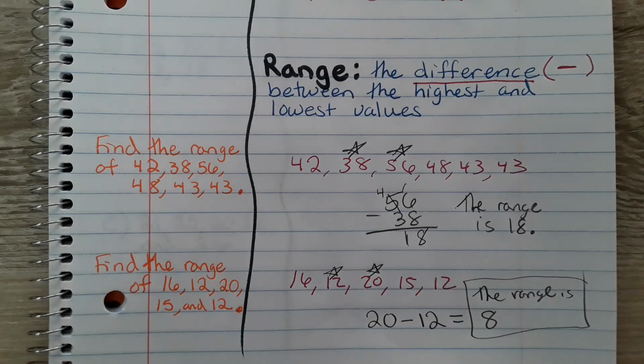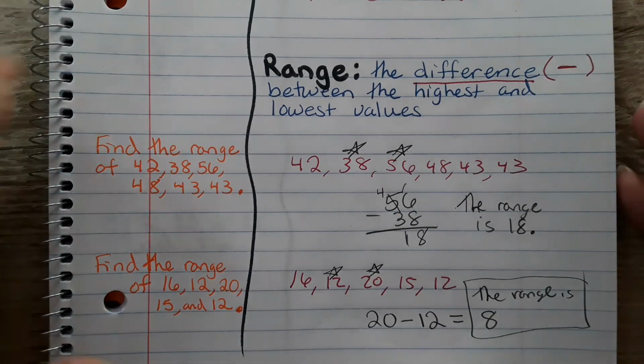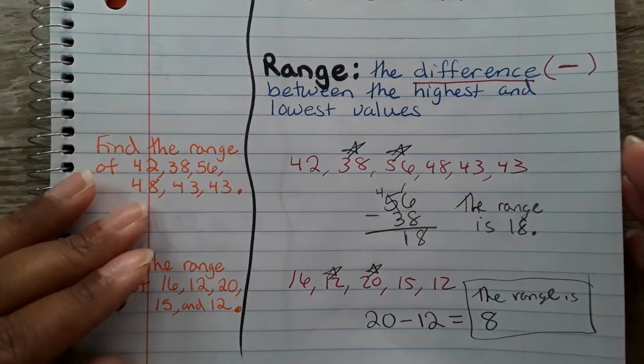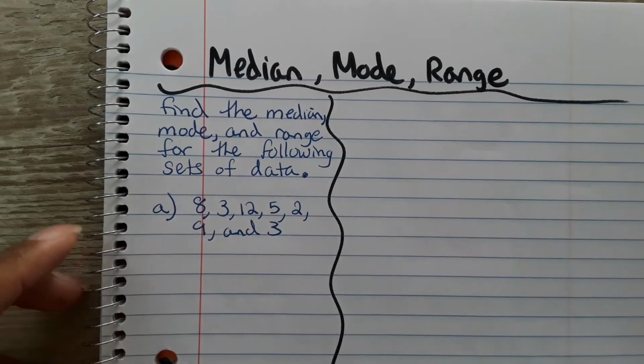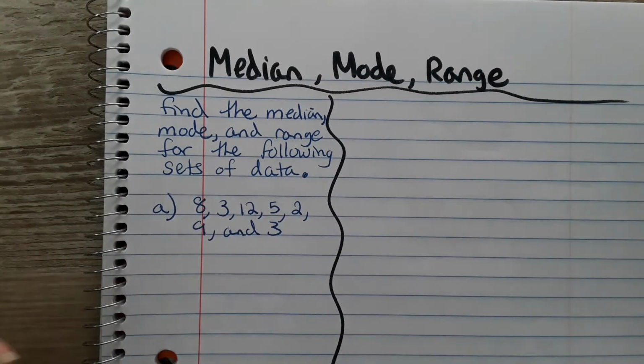It is that simple. So to find median, mode, and range, all you have to do is remember that median means middle, mode means the number you're going to see the most, so it occurs the most, and then range is the difference between your largest and your smallest number.